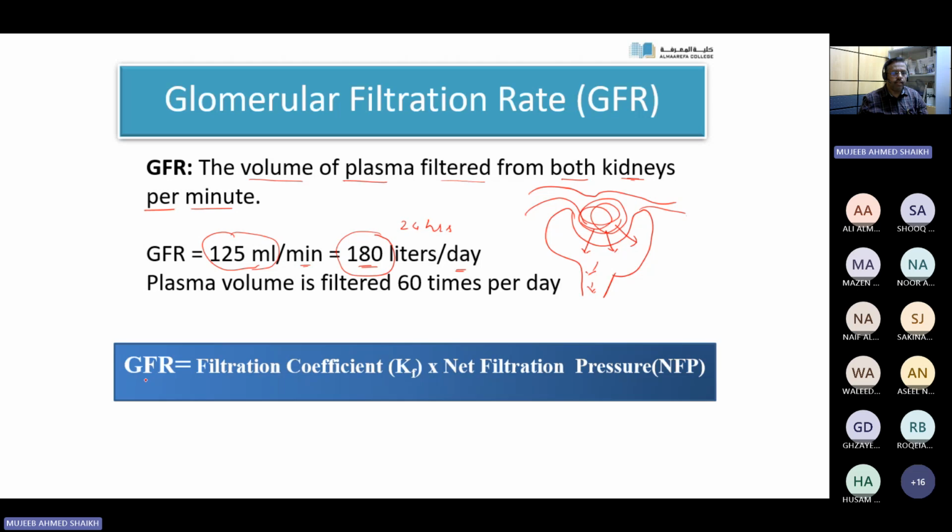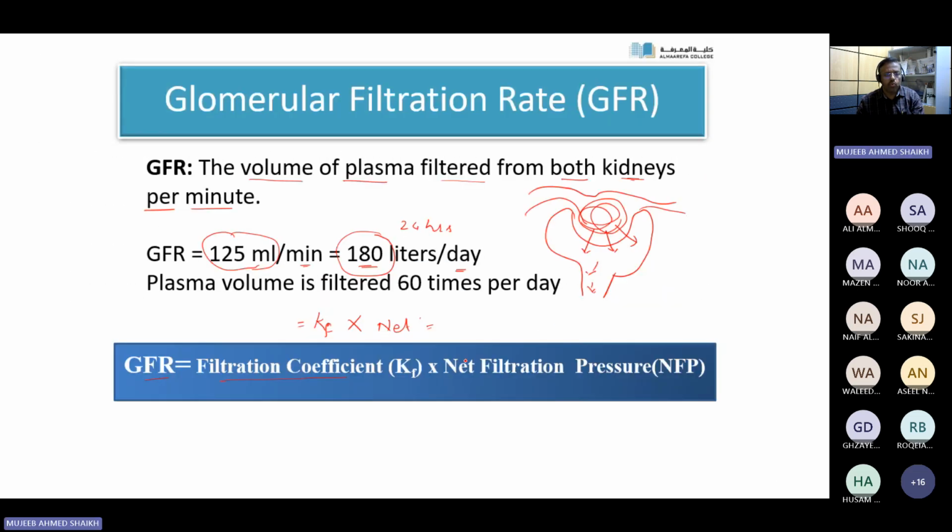So the formula for GFR is equal to filtration coefficient. There is some constant value which is called the filtration coefficient, multiplied by net filtration pressure. With how much pressure the filtration is occurring, we call it GFR. GFR is equal to filtration coefficient multiplied by net filtration pressure. Maybe there are some pressures which help the filtrate to increase, and there are some forces which will cause a decrease in the filtration. So the total of that is called the net filtration pressure.